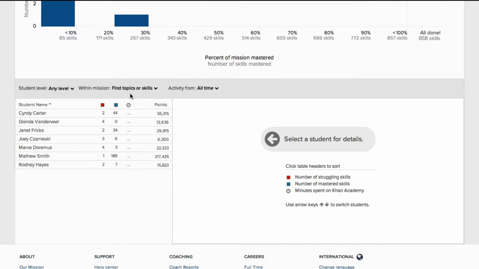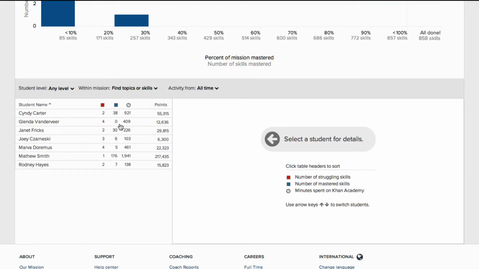And we can start to see some numbers showing up right here. So where it says we have Cindy Carter, I can see that she was struggling with 2 skills. She had mastered 38 different skills. She had spent 921 minutes on Khan Academy and gotten 55,315 points. And Glinda was struggling with 4 skills. She never really mastered any skills at all, and she'd spent 409 minutes total on Khan Academy.